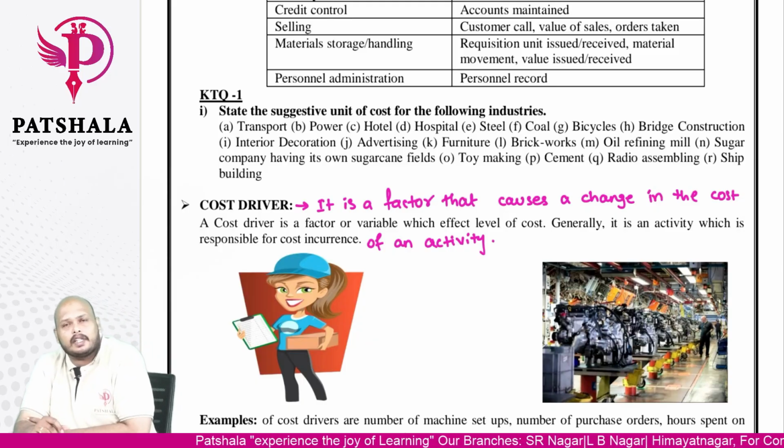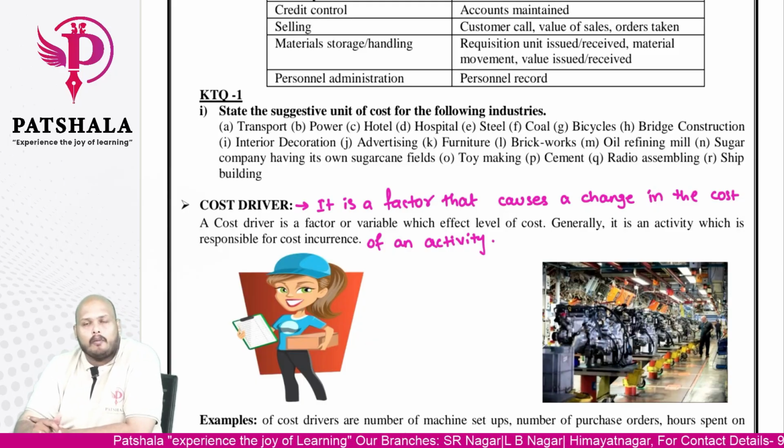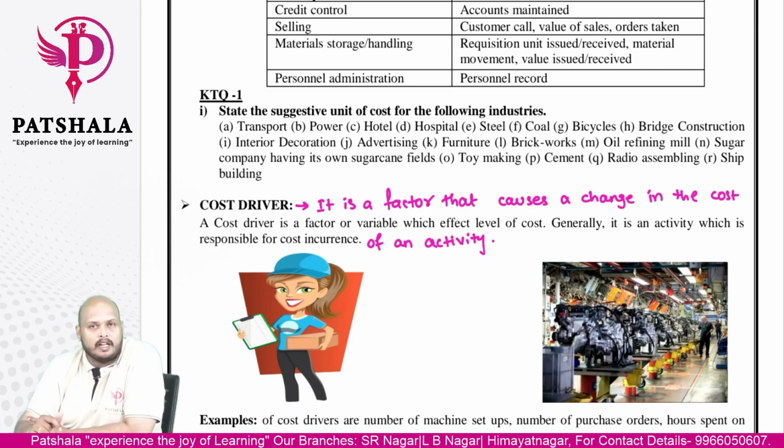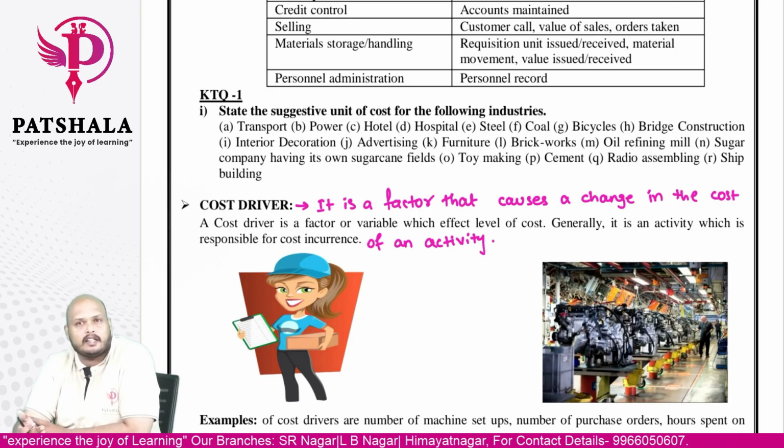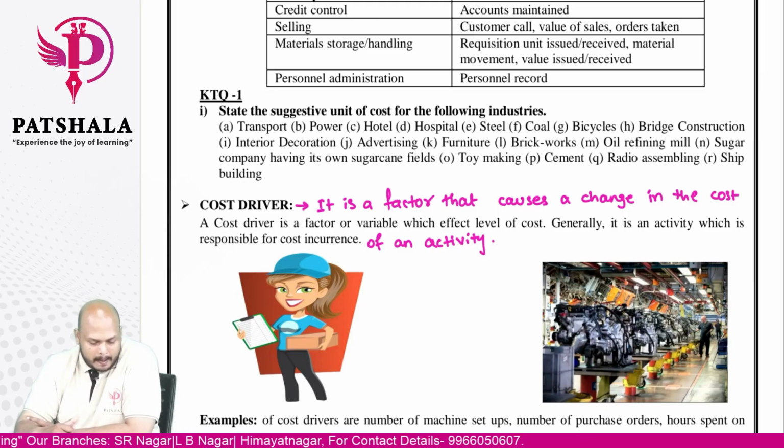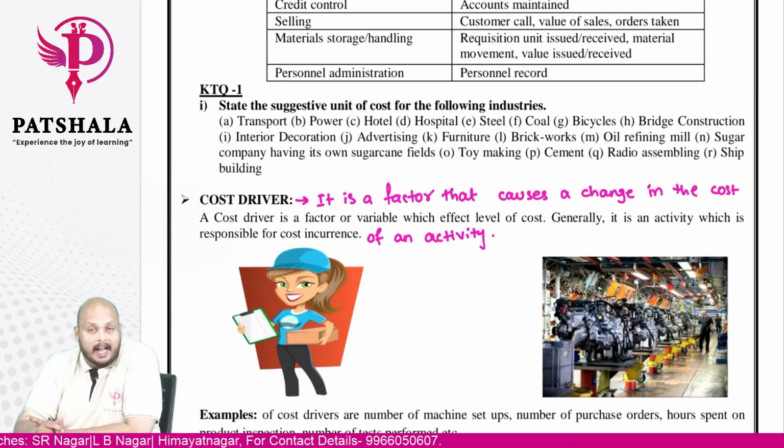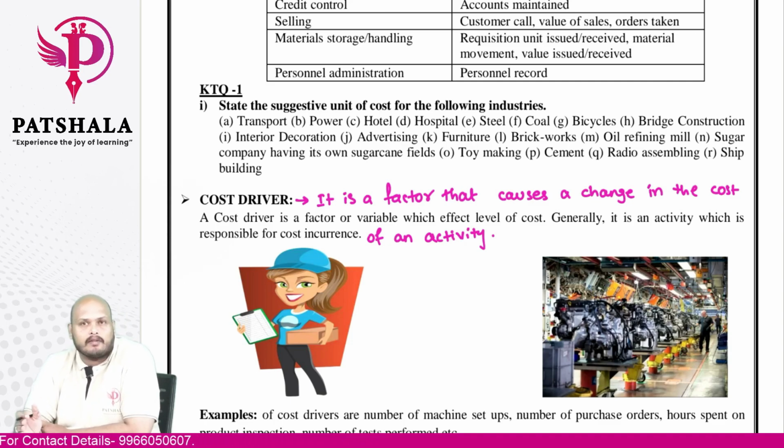Selling. In the case of sales, we will see customer calls: how many customers we have called, how many customers we have generated, and how many leads have become successful. These things are used in sales. Materials storage and handling. In material storage, we will see the purchase requisition, store requisition, material requisition sent, and material received. All these are used as units of cost measurement.